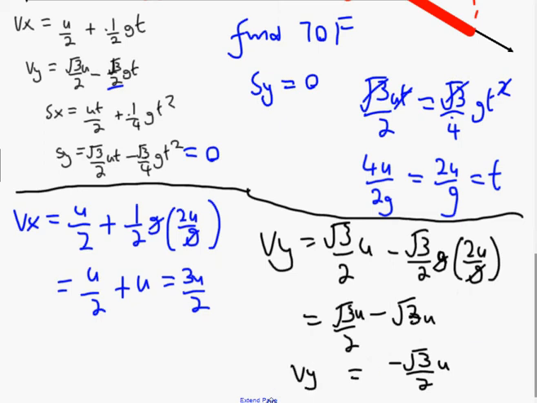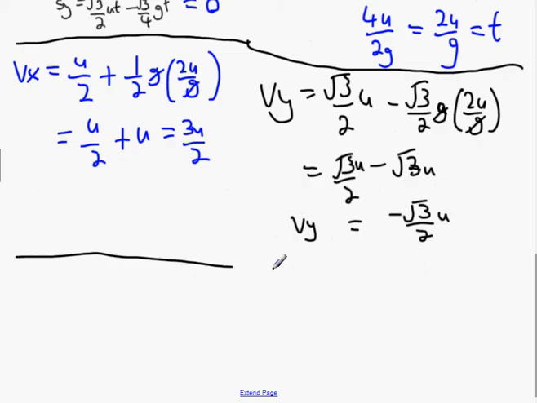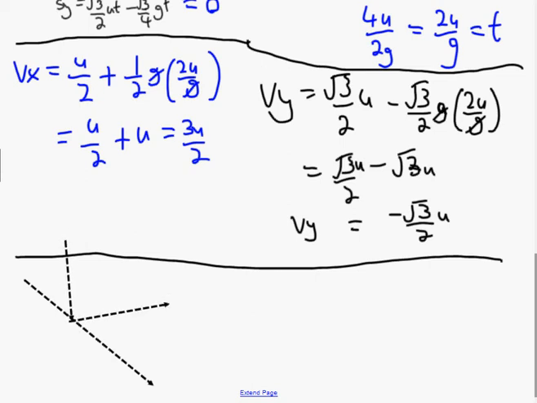Now, what's happening now is we're just at the stage of the second bounce. We're coming in and we're going back out. So we'll just take a little zoomed in look. You're going in and you're coming back out. Now there's two components. You're going down at minus root 3 over 2u, and you're going to the right at 3u over 2.